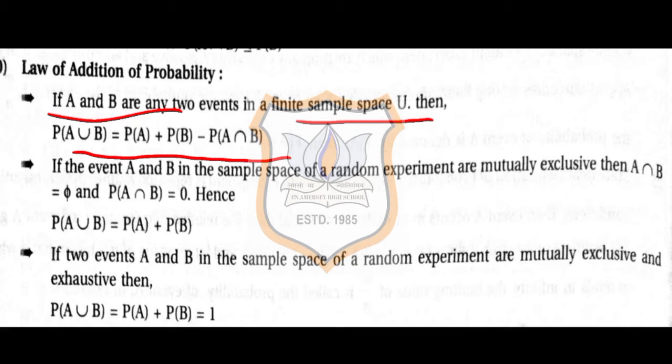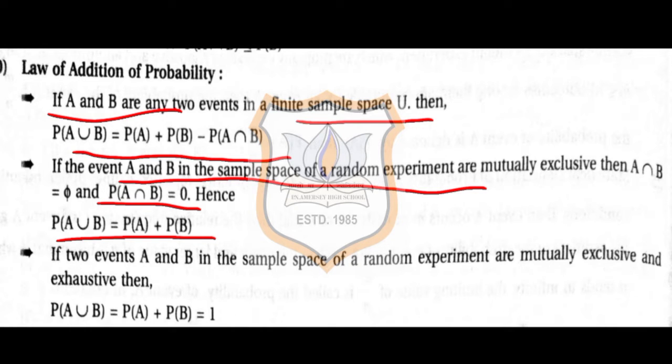Let's understand some of the special cases. If the events A and B are mutually exclusive, then A intersection B will be the null set. If A intersection B is the null set, that means P(A intersection B) will be 0. So in that case, P(A union B) will be P(A) plus P(B).